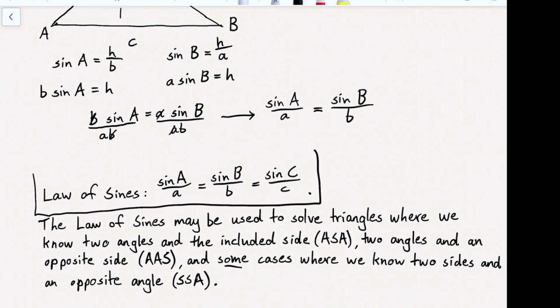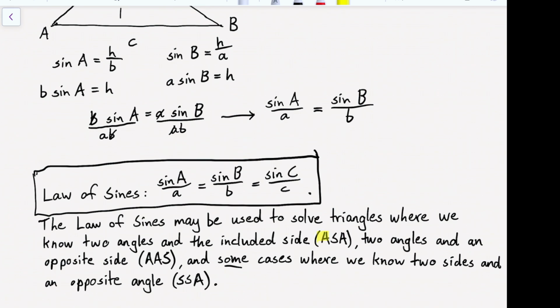The law of sines states that these three ratios are equal to each other in a non-right triangle. Sine of A over a equals sine of B over b equals sine of C over c. And we can use any two of these three ratios and the equality between them to help us solve certain triangles. In particular, the law of sines is helpful where we know the following information about our triangles.